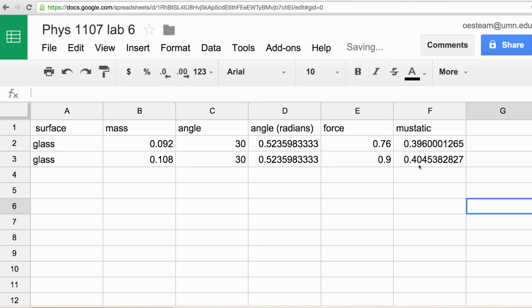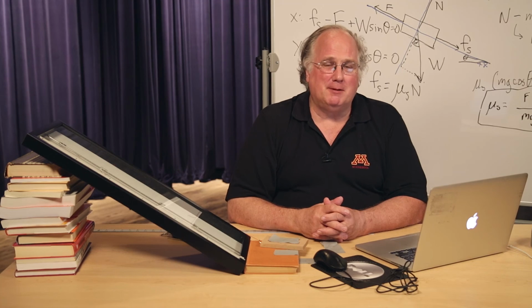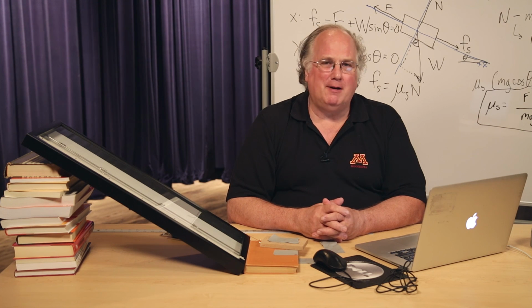It's actually extremely close. So we've done this experiment twice with two different weights, and we've gotten results that are in fabulous agreement. What I want you to do next is to try getting the kinetic coefficient of friction and then try changing the angle. Take the angle down to 15 degrees or something and see what you get for that. And then send me the results.